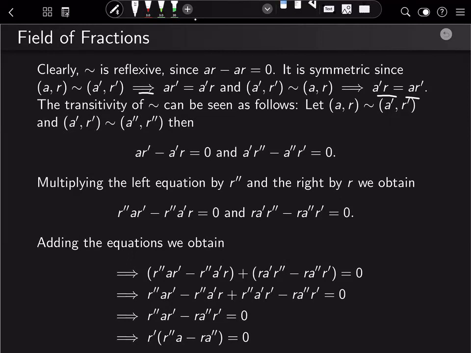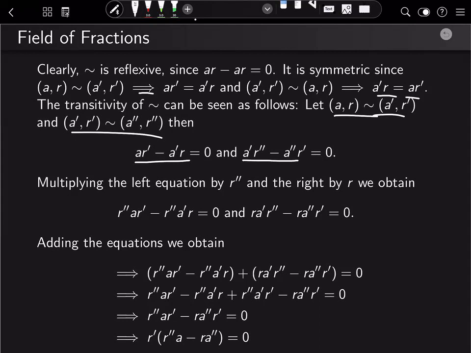Now, transitivity can be seen as follows. It's a little more difficult to see, but it's not too bad. So we're going to suppose that we have (a, r) is related to (a prime, r prime), and (a prime, r prime) is related to (a double prime, r double prime), right? So from these conditions, we get that a r prime minus a prime r is equal to 0, and we have a prime r double prime minus a double prime r prime is equal to 0.